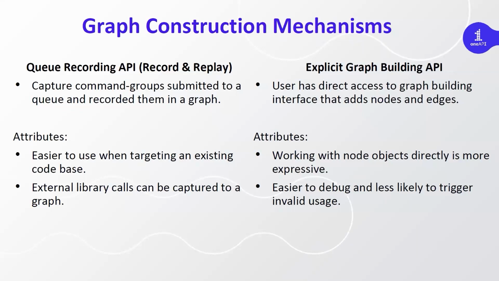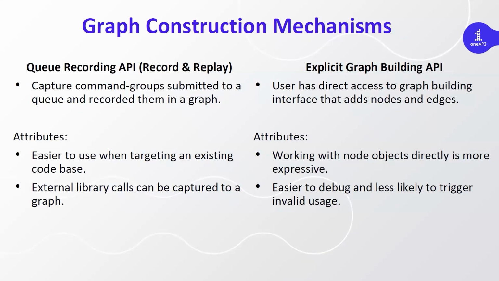Okay, so on to how we actually add the nodes to our graph. We provide two different mechanisms for doing this. We'll call them the queue recording API, also known as record and replay, and an explicit graph building API. Previously, when this extension was two separate vendor extensions by Intel and Codeplay, we each only provided one of these mechanisms. But since unifying, we now provide both. That's good because each is really useful in its own particular set of circumstances, so by providing both, we give the user a choice as to which one to use.